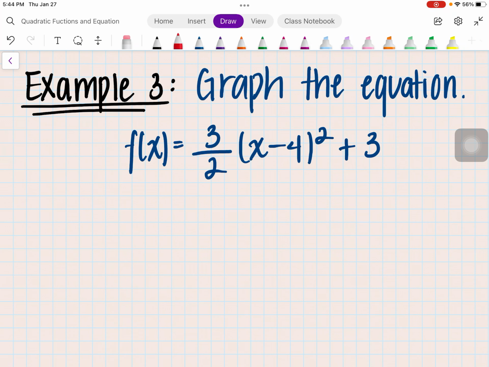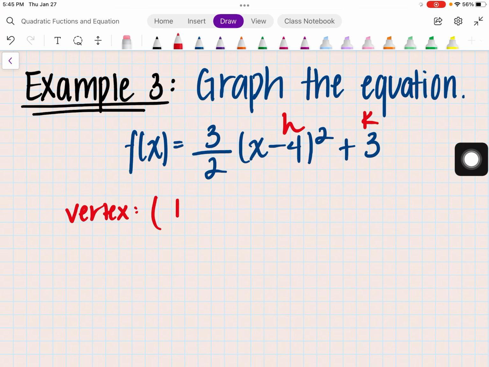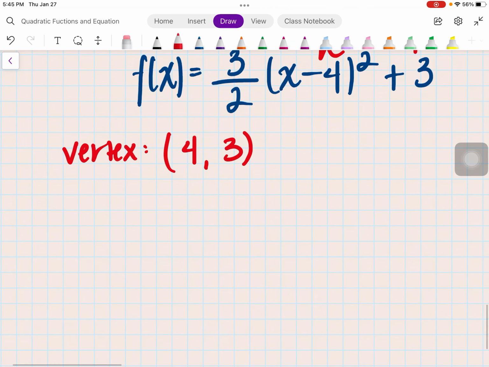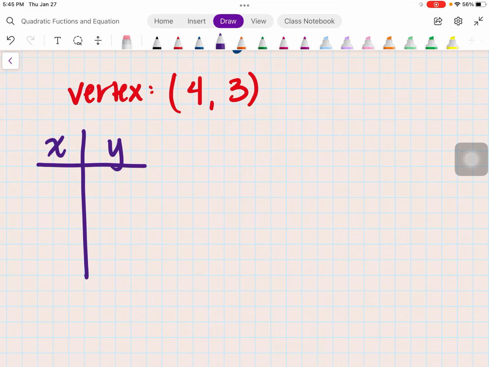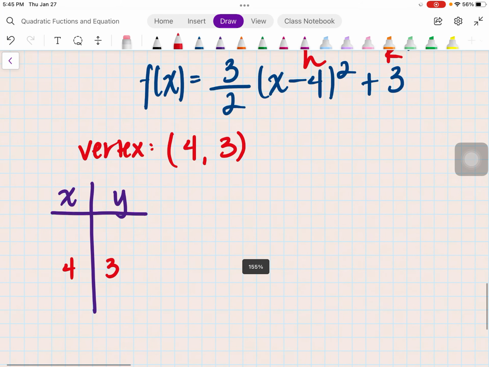So in this case, guys, first thing we should be doing here is we want to go ahead and identify the vertex. So our vertex in this case, guys, once again, is the point H and K. And H in this case, guys, is the opposite, which is now a +4, and K is a 3. So we have our vertex. Now let's go ahead and create a table of values here, and we have X and we have Y. The vertex, guys, is going to be in the middle of our table here, and that's going to be 4 and 3.